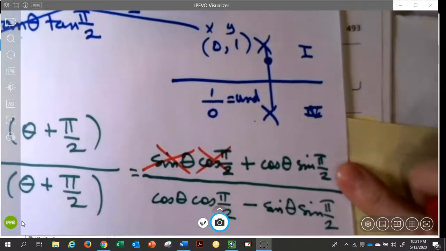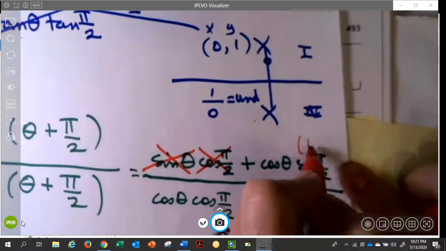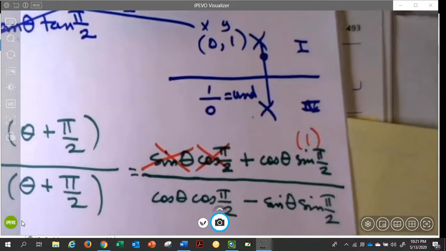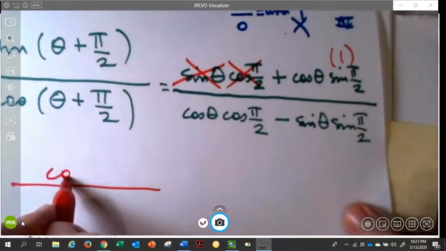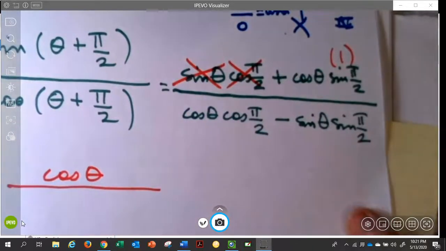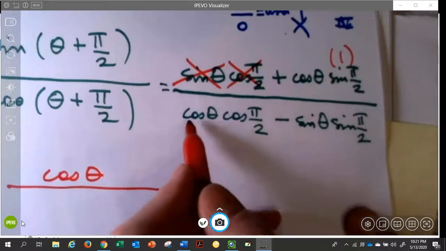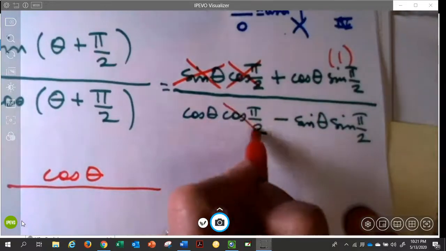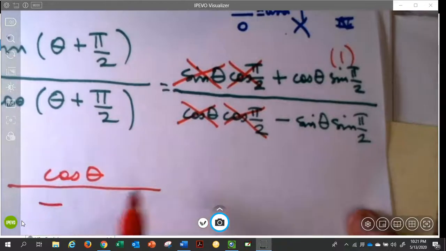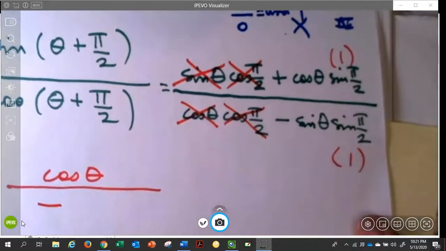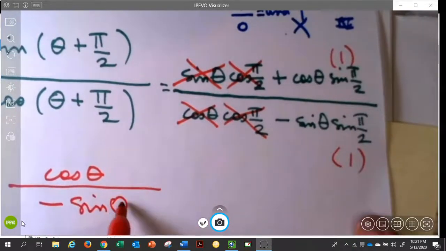But sine of pi over 2 is going to be 1. So that means in our numerator, we're going to have cosine theta times 1, or just cosine theta. Let's repeat this again. I got a cosine times, cosine of pi over 2 is 0. So minus sine of pi over 2 is 1. So minus sine of theta.